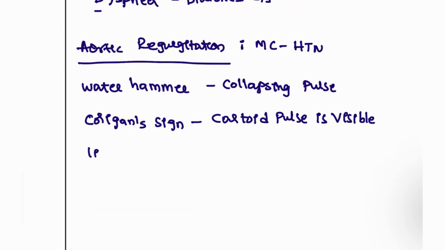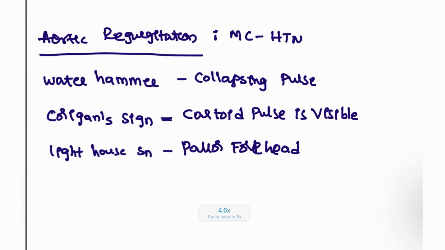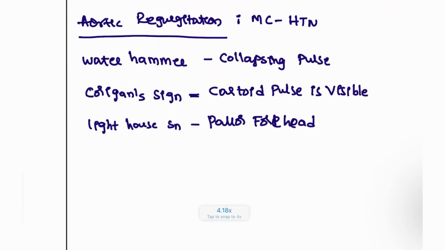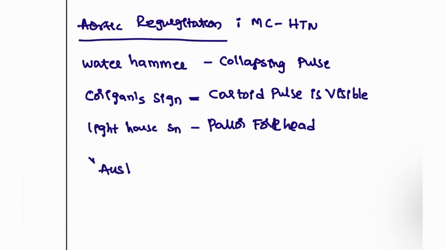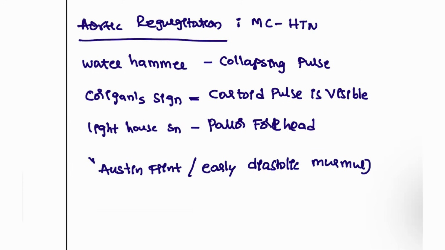And also the lighthouse sign. This lighthouse sign will be pallor on the forehead. The patient will have pallor on the forehead region. That is seen in the lighthouse sign. What about the murmur? The murmur will be the Austin Flint, or early diastolic murmur. This is seen in aortic regurgitation patients.